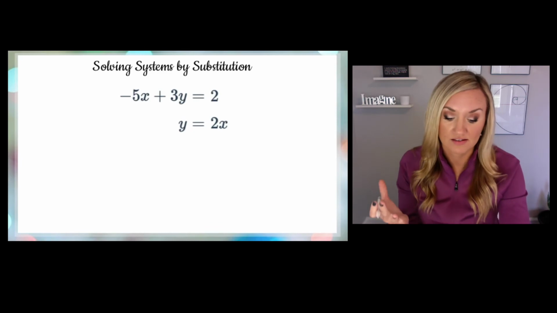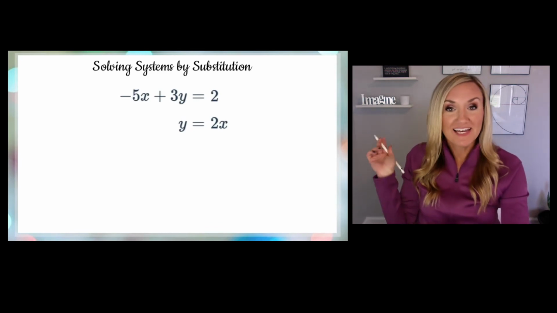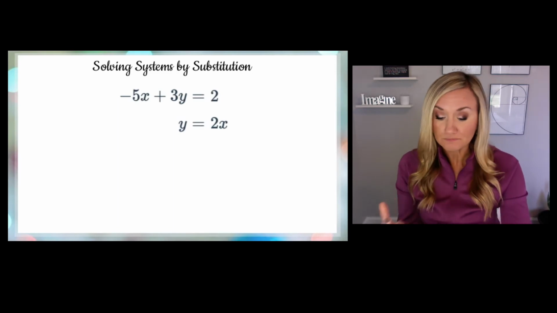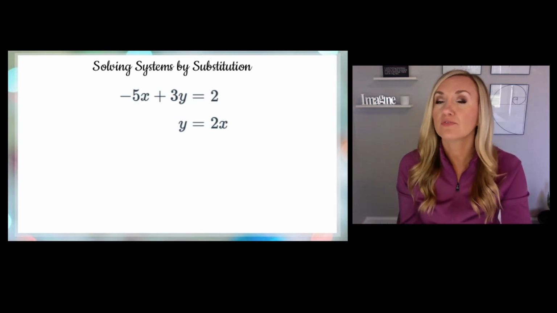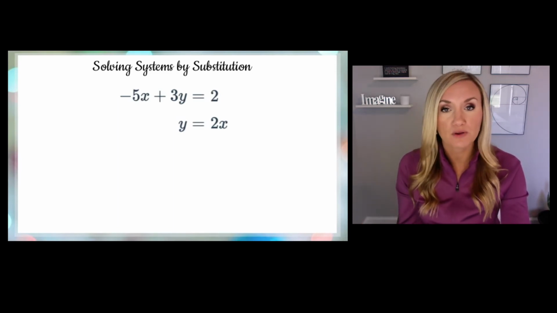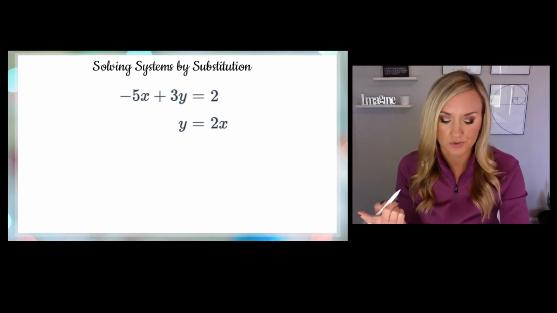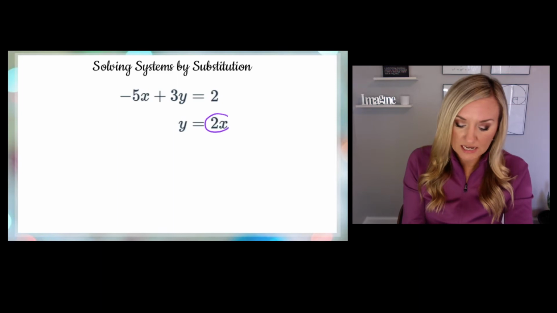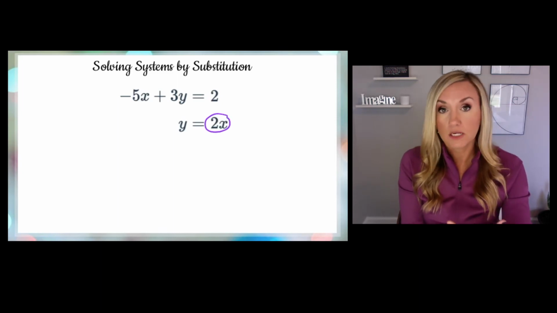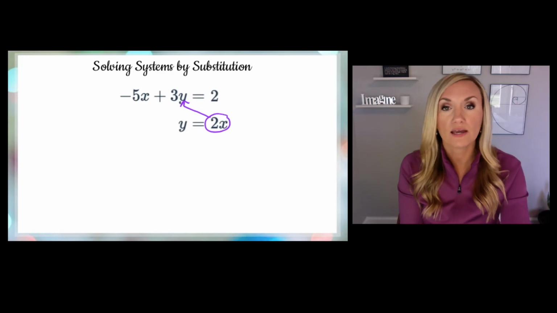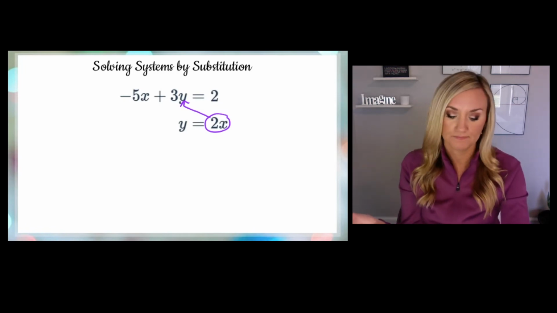It's one of my favorite things to do in algebra. Here's the next problem. Let's go ahead and try it out. If you notice, something's different now. Both of them do not say y equals. We only have one equation that says y equals. So I could take what y equals, it equals 2x, and I can plug it in to what the y is on the first equation.